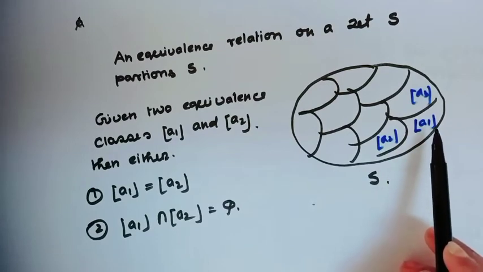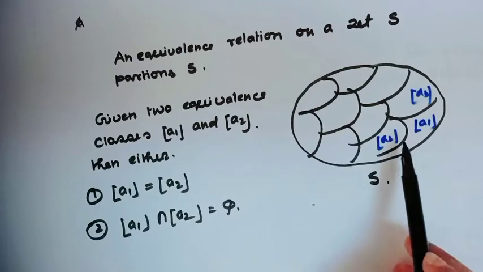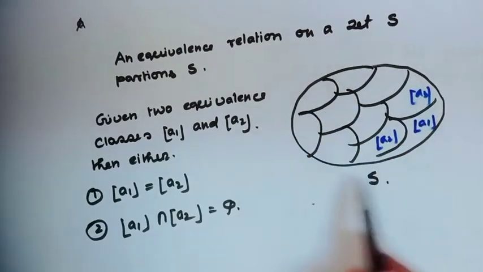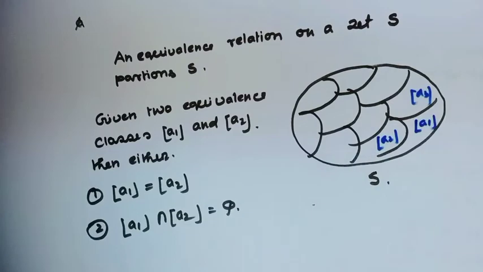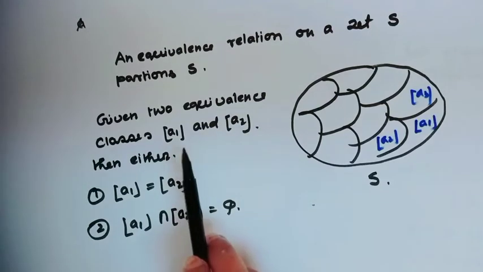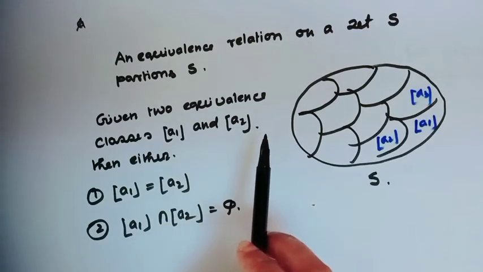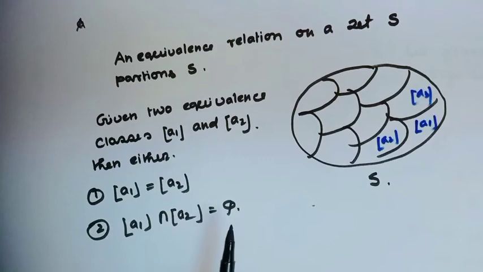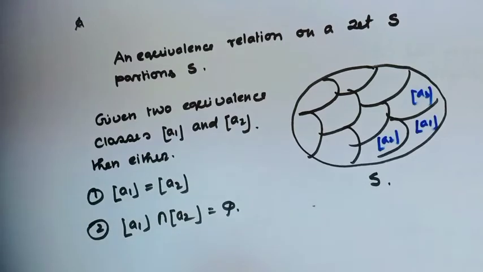Let's consider this is class A1, this is class A2, this is another class A3, and these classes partition the set S. Now consider two equivalence classes A1 and A2. Then they are either equal or they are disjoint. What does disjoint mean? Disjoint means they have nothing in common. Okay?